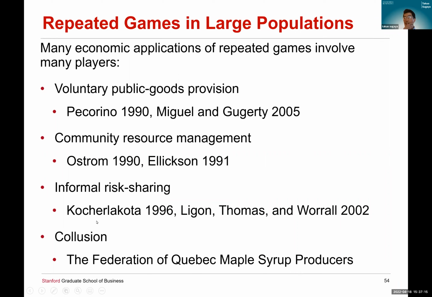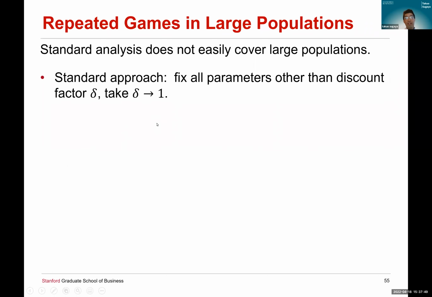I guess last year or so, the Financial Times had some article about the maple syrup cartel. This is a government-guaranteed cartel of maple syrup producers in Quebec, in Canada. And I think this consists of more than 200 maple syrup producers. So even sometimes collusion involves a lot of participants. And again, if you look at the standard repeated game literature, it's kind of hard to see the effect of having a lot of players, but intuitively, we believe that as more players are there, at least we need more information to detect their deviations.